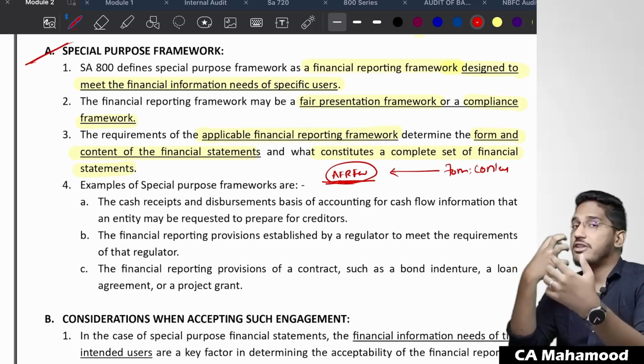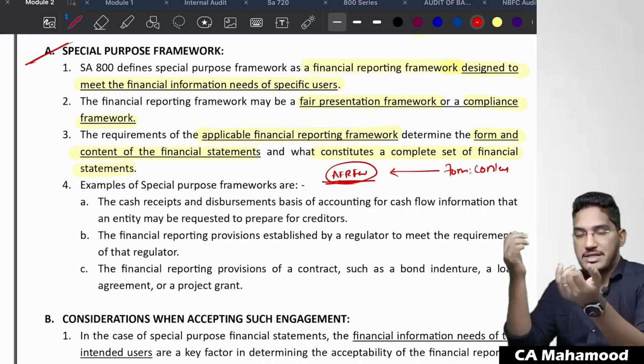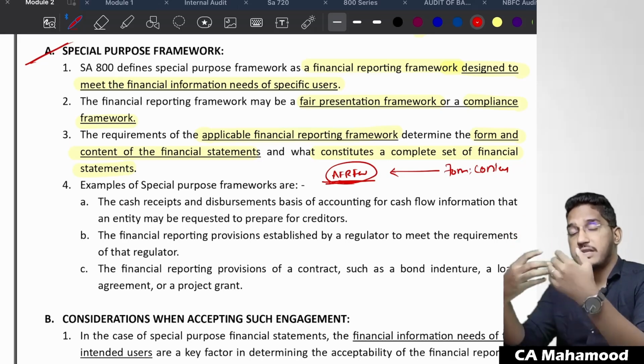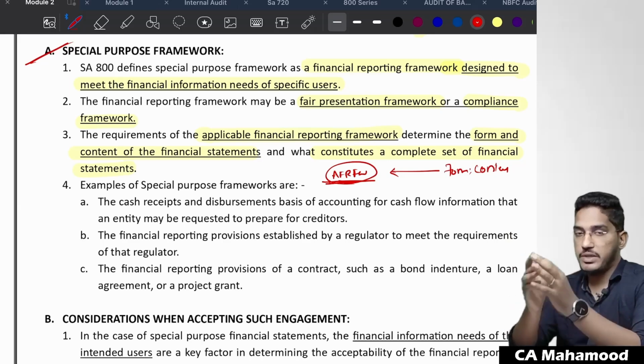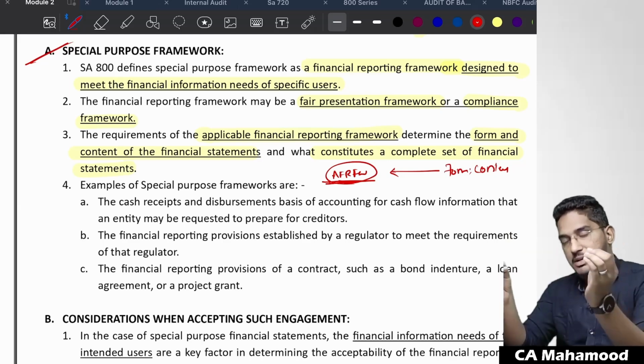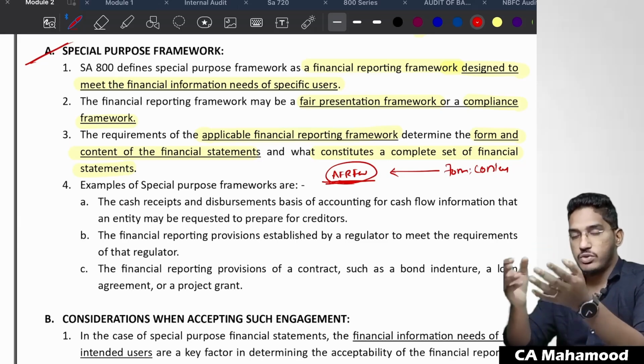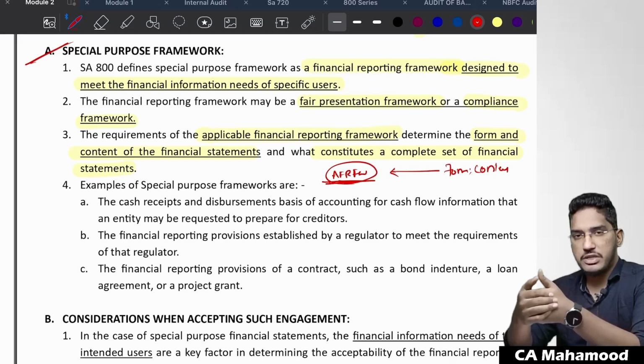So what is management's primary responsibility? Determining the applicable financial reporting framework for them. As an auditor, what is your responsibility? Whether the applicable financial reporting framework decided by the management is acceptable or not. If you find that the framework which management has decided is not acceptable, you should not accept that audit.